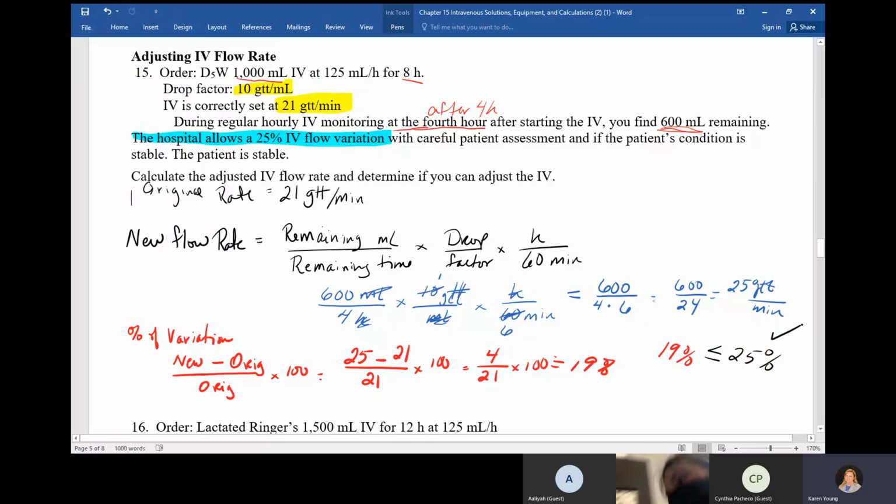So then we're going to adjust the flow rate to 25 drops per minute. Okay. It's a lot of steps. There's a lot of things to do, but it's really not that difficult. Complicated maybe, but not difficult. All right, any questions?